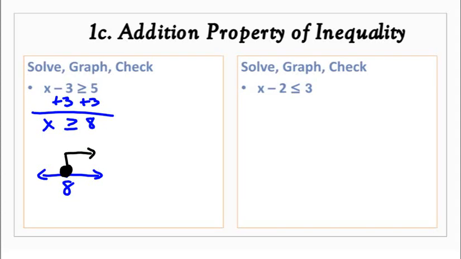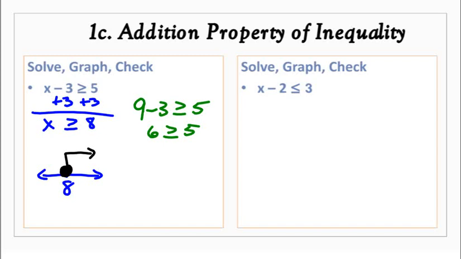Now to check our answer, I need to choose a number that's greater than or equal to 8. So I'm going to use 9. So if I put 9 in for x, 9 minus 3 has to be greater than or equal to 5. 9 minus 3 is 6. 6 is greater than 5, so my answer is correct. Any number greater than or equal to 8 would work.